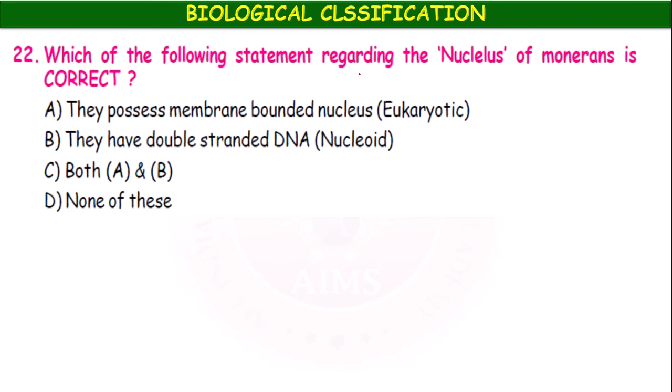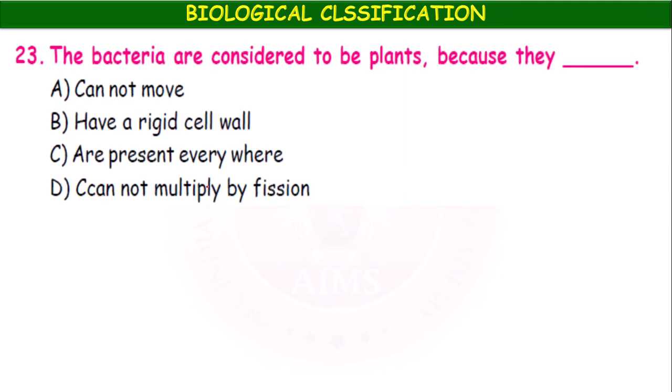Next, which of the following statements regarding the nucleus of Monerans is correct? They possess a membrane bounded nucleus, that is eukaryotic. They have double stranded DNA, that is called nucleoid, with both A and B, none of these. So, here they have double stranded DNA, that is nucleoid.